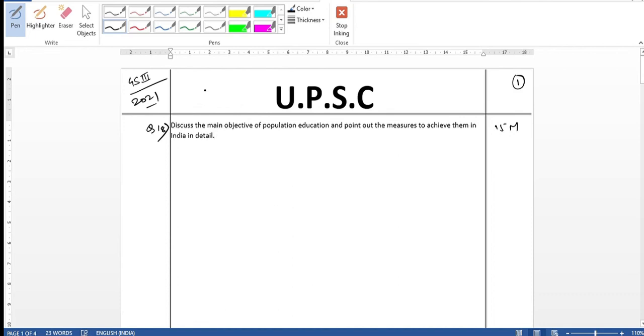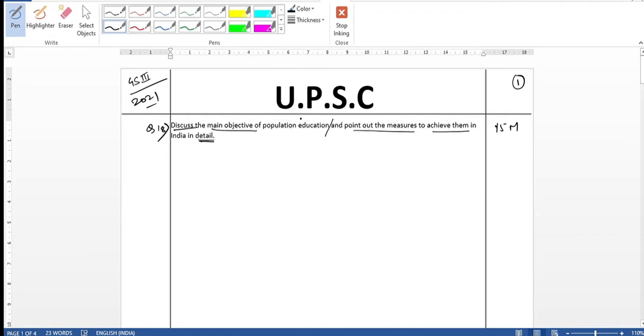So this is the GS3 question number 18 for 2021, a 15 marker. Okay, so we'll be writing this. The question is: discuss the main objectives of population education. This is the first part. Point out the measures to achieve them in India in detail. This is the second part, so it is asking in detail.